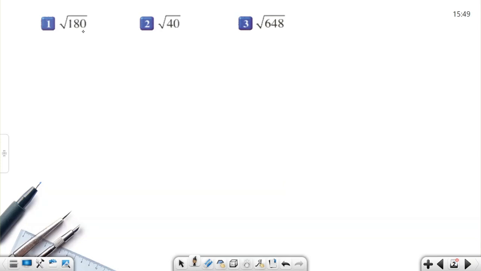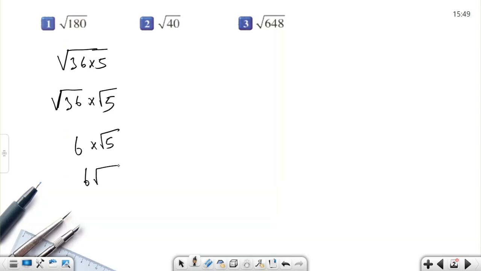First, square root of 180. I need to factorize it. I already know it's equal to 36 multiplied by 5. So 36 is a perfect square multiplied by 5, and I can separate the square root: square root of 36 multiplied by square root of 5. Square root of 36 is 6, so I can write 6 times square root of 5. This is the first one.